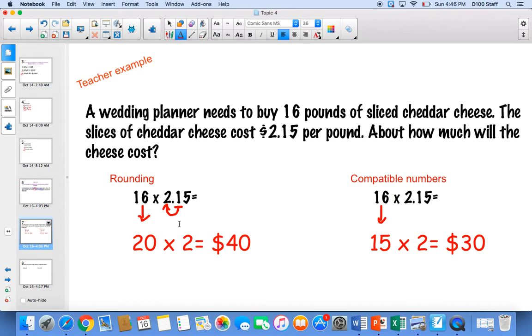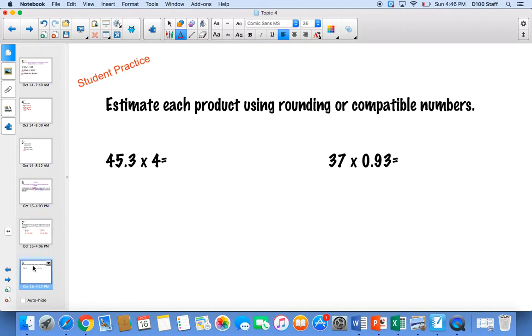So in this case, rounding might be our safest bet when estimating. But like I said, we all are going to get some different answers, but as long as you're around a good range, you'll be correct.